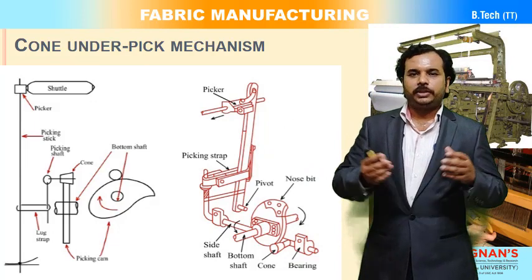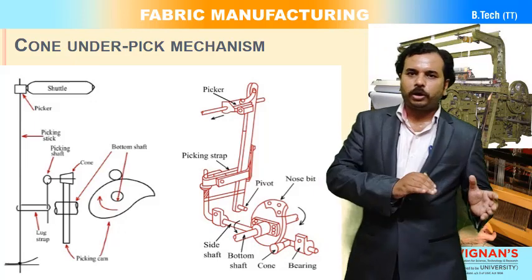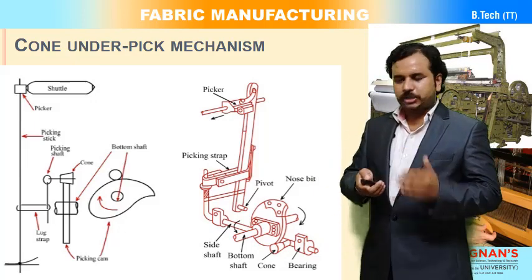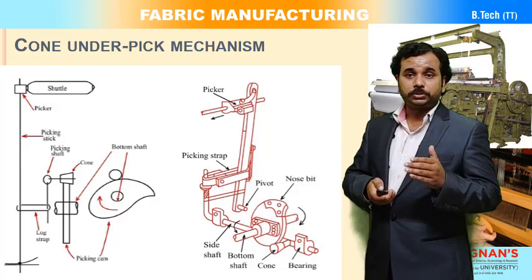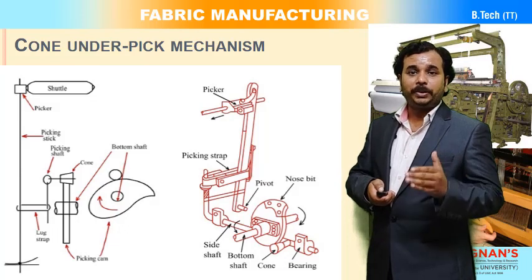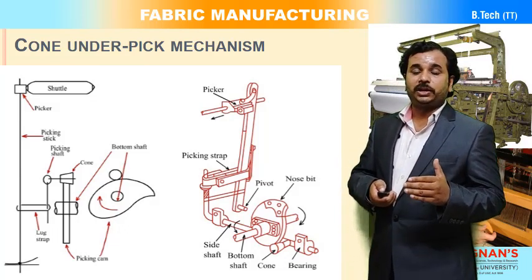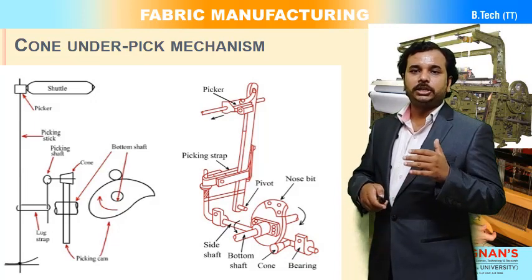There are some advantages and drawbacks of these cone overpick and cone underpick mechanisms. These are the two varieties we are going to use in the shuttle looms for pick insertion, nothing but weft transfer from one side to the other side.